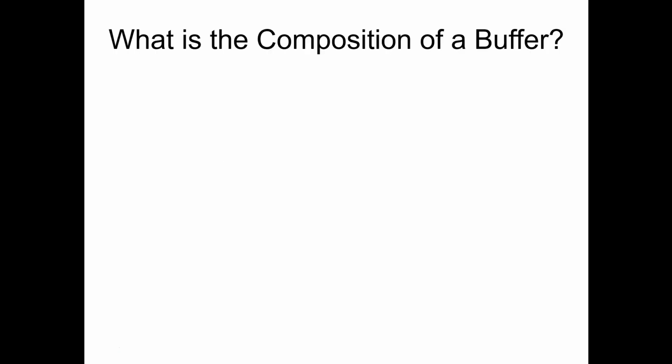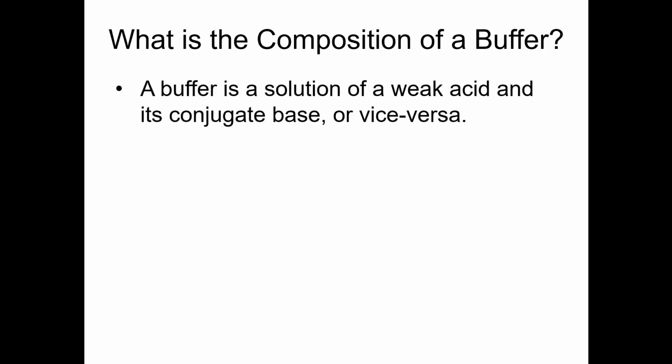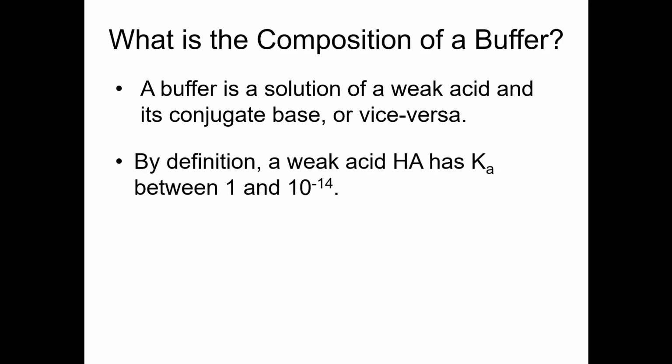So what is the composition of a buffer? Well, we've mentioned this before. It is an aqueous solution that contains a weak acid and its conjugate base, or vice versa, that is a weak base and its conjugate acid. And you'll remember we said this before in chapter 16, that we define a weak acid as being an acid whose Ka value is less than 1 and greater than 10 to the minus 14th. That would be a weak acid.